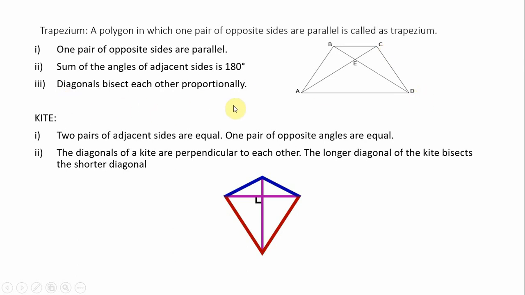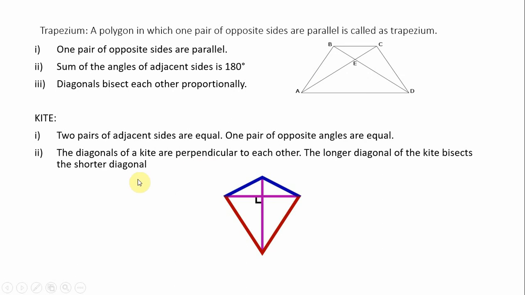Here the diagonals divide each other proportionally. Proportionally means what? They divide with the same fraction, like 2:3, 5:4 and so on. So the diagonals do not bisect each other. Means what? CE is not equal to AE, or BE is not equal to DE. What can you write? CE by AE is equal to BE by DE. Means they are proportional. That's all. So these three are the properties for the trapezium.